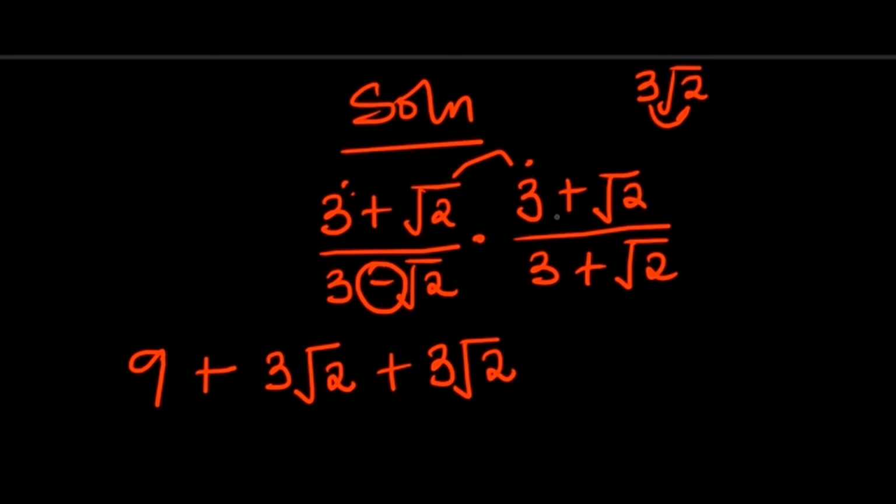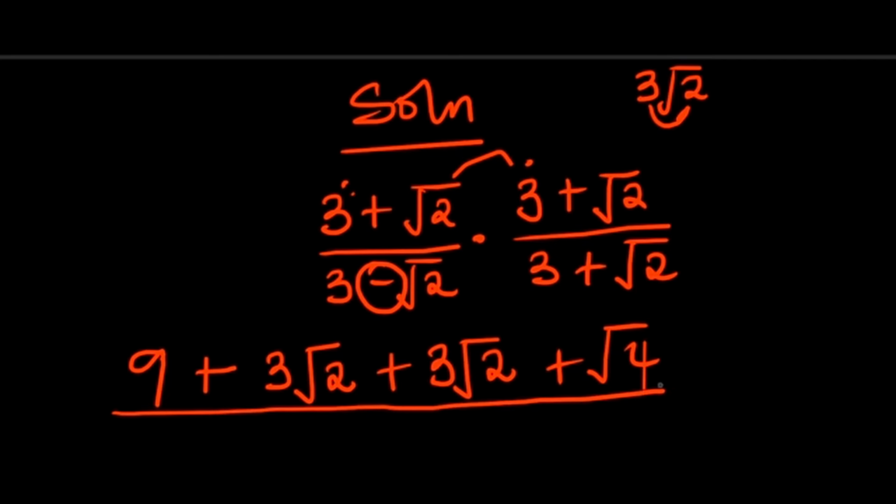And then root 2 times root 2 is going to give us the square root of 4. Let's just take it this way, step by step. I know some people would want to write 2 there. It's still okay, it's still correct. But for those who are still new to this concept, it's better we write it this way. Now this is over. Let's now multiply the denominator.